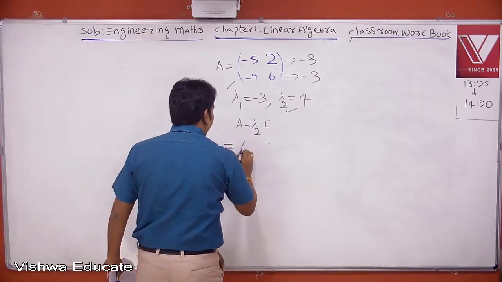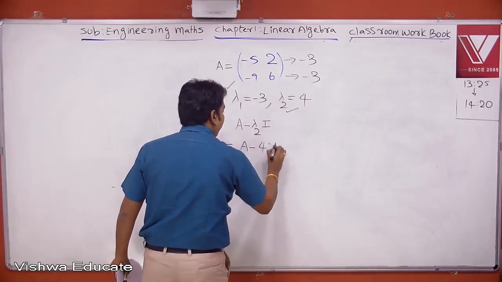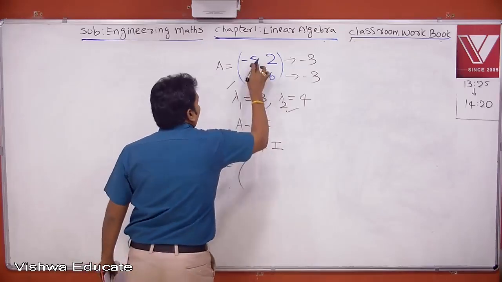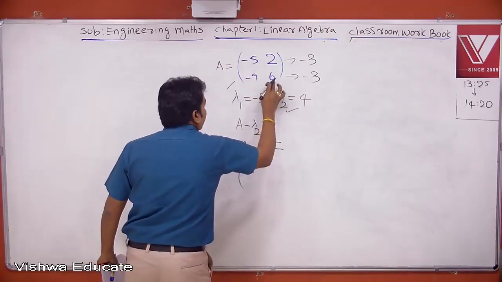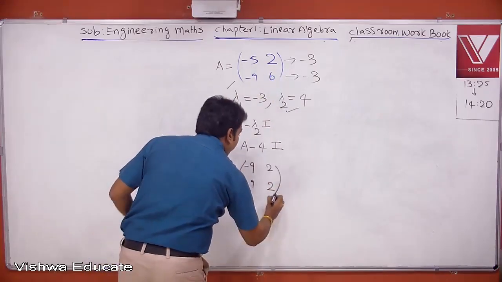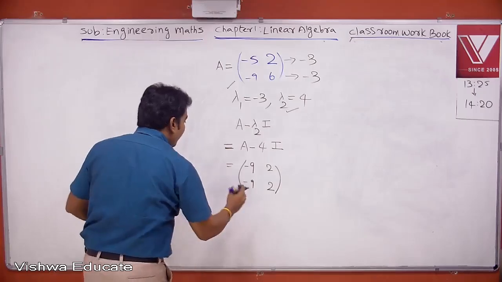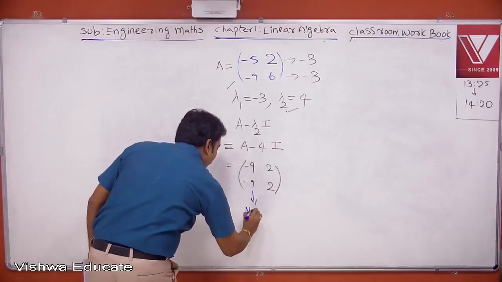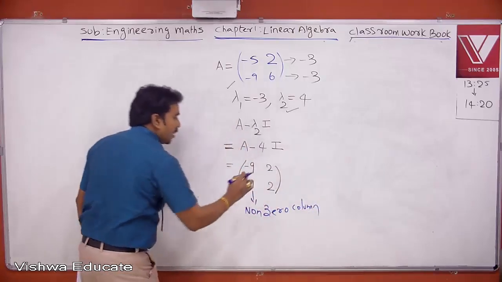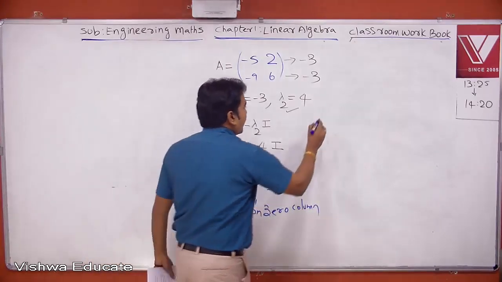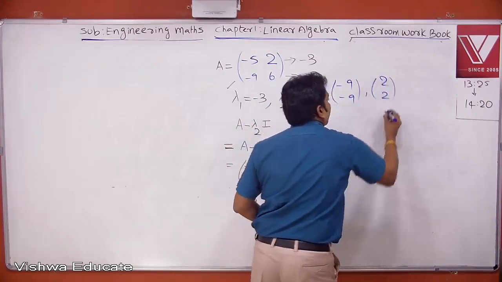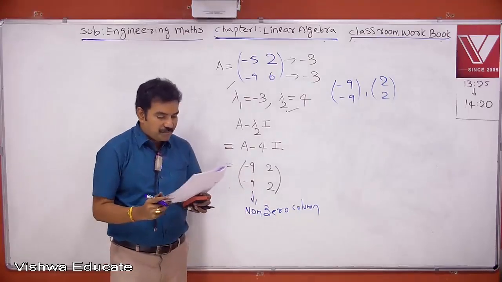Now let us see. This is A minus lambda 2 I, which is A minus 4I. So subtract 4 from the diagonal elements: minus 5 minus 4 is minus 9, 6 minus 4 is 2, and keep the non-diagonal elements as they are: minus 9 and 2. Now in this case, this is a non-zero column. Of course, this is also a non-zero column. That means the eigenvectors are these: [-9, -9] or [2, 2]. Now let us see whether these are available in the options.